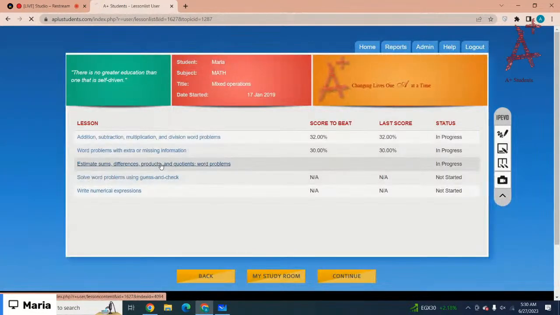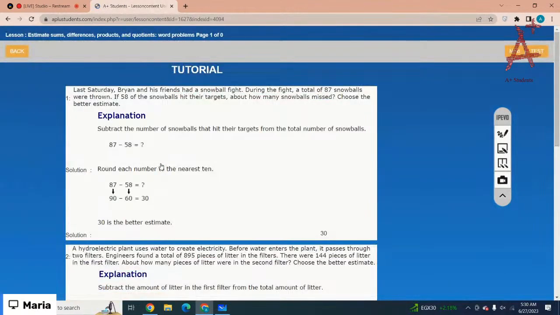That is estimate sums, products, differences, and quotients word problems. So let's just start with the test questions.